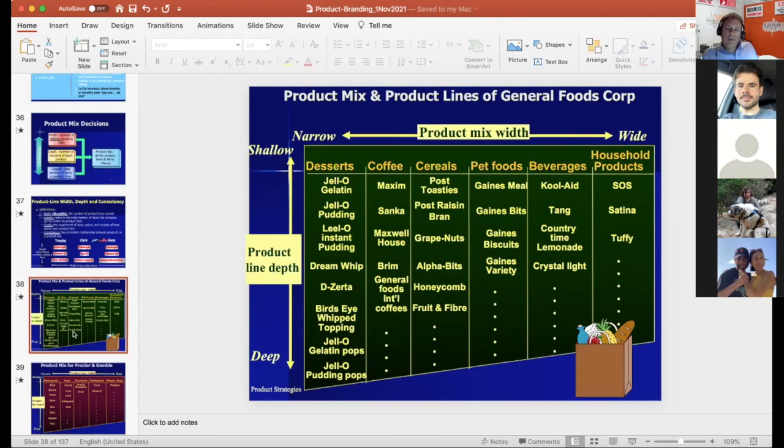But then, and maybe Brian, you can help us. What about the beverages? What is the depth? How many? Four. Four, exactly. So the depth is the variation within the category versus the width is the variation of categories, right?